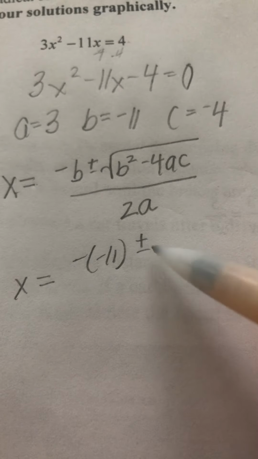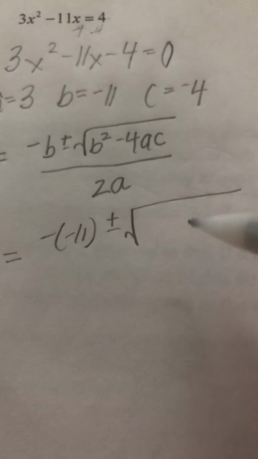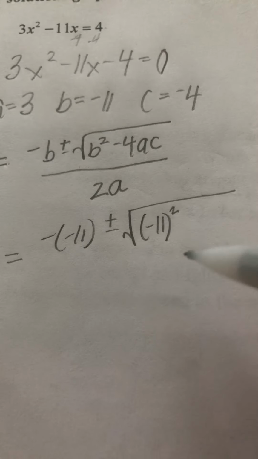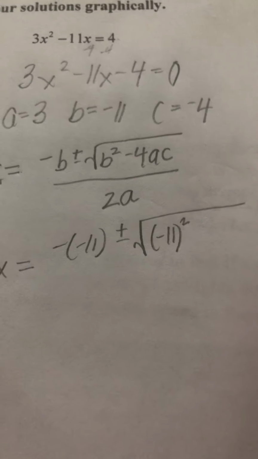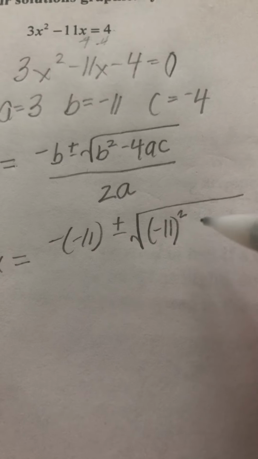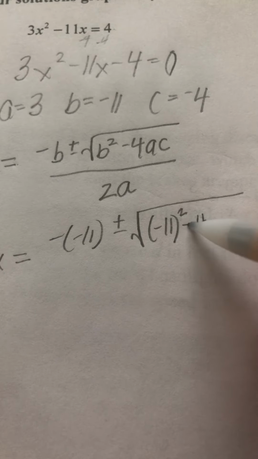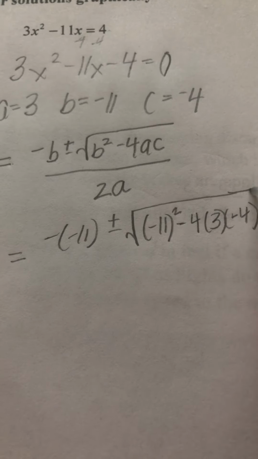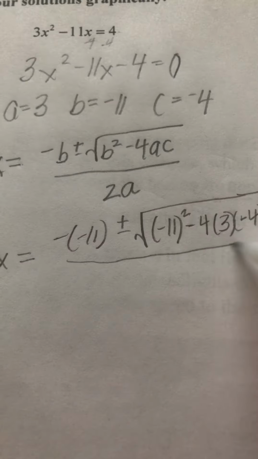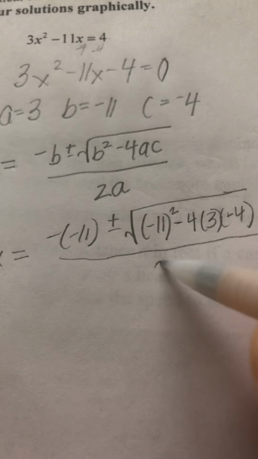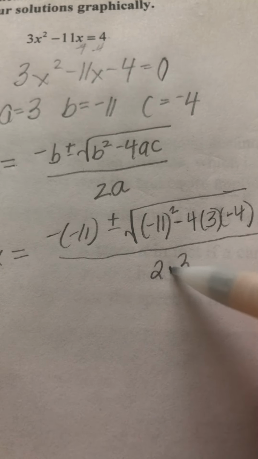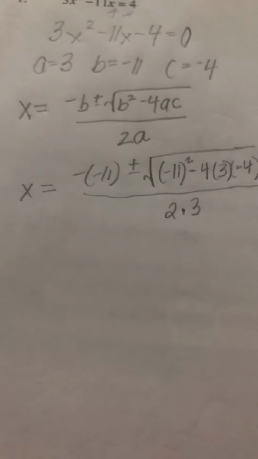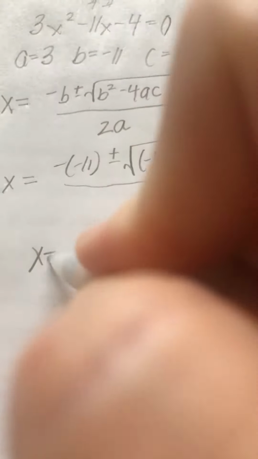Plus or minus the square root of, notice I'm putting this in parentheses. Remember, because when you do this in the calculator, the parentheses are really important. B squared minus 4 times 3 times negative 4, all over, so big long fraction bar, 2a, so 2 times 3. Okay, that's a times. All right, so let's go ahead and start calculating this.